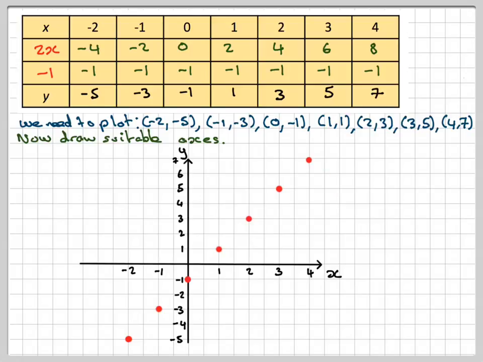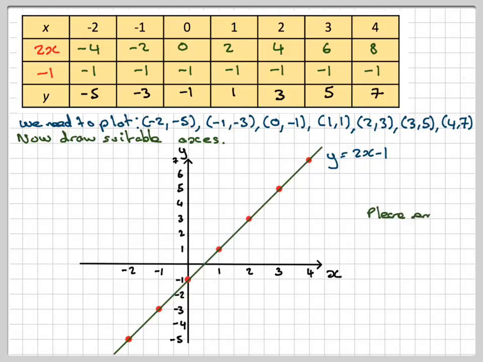Now, if we've done this correctly, because it's a straight line, all these should be in a straight line, which they are. So I take my ruler, put it up against these points, and draw my line right across the whole of the graph, like that. And then at one end, I label it y is equal to 2x minus 1.